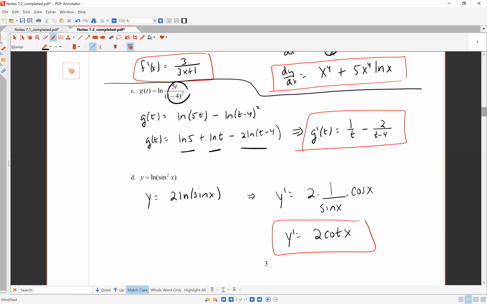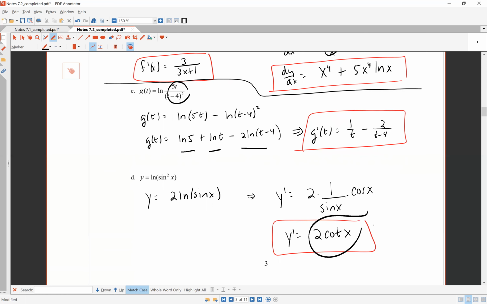Here's another one which I don't think is so unreasonable if we use the chain rule. Again, the derivative of log of x is 1 over x. So now let's just use the chain rule. It's 1 over sine of x, the derivative, and then use the chain rule. The derivative of sine of x is cosine of x.